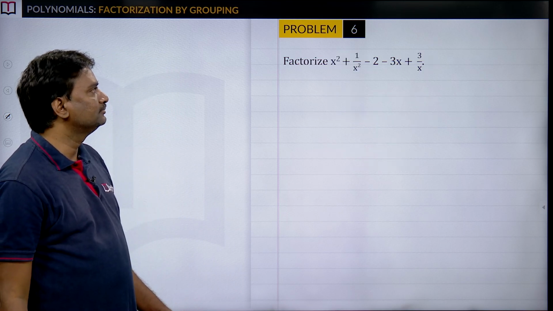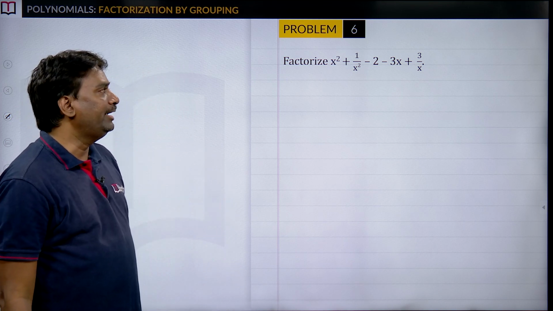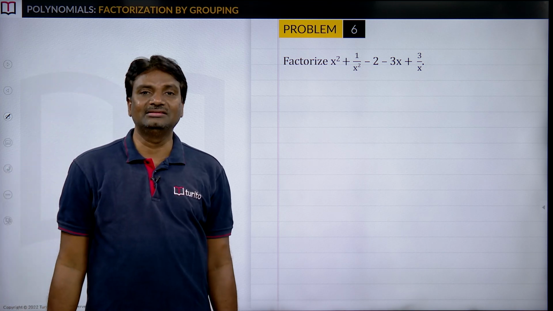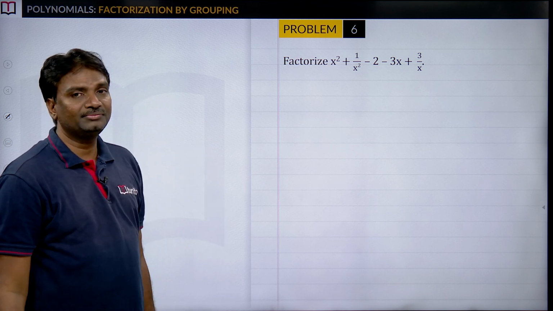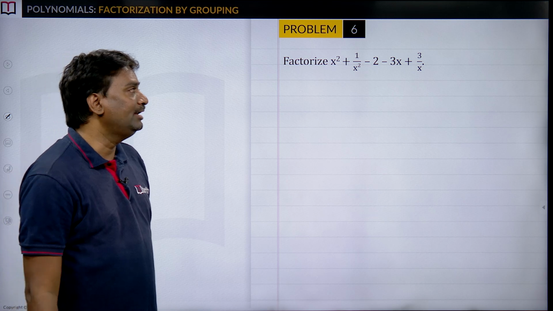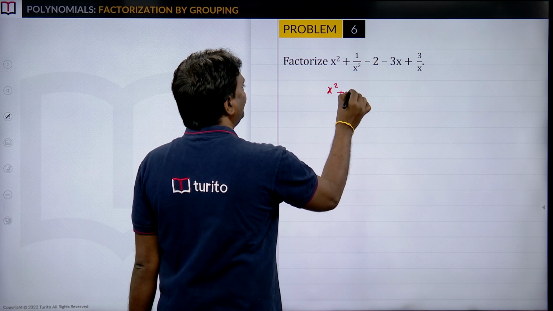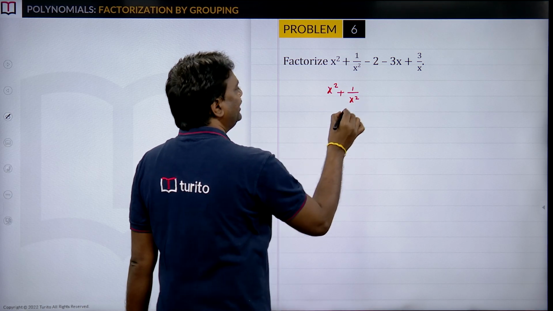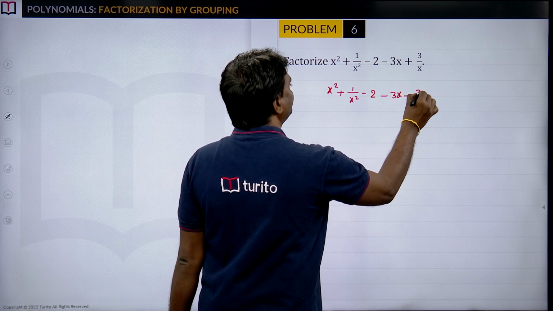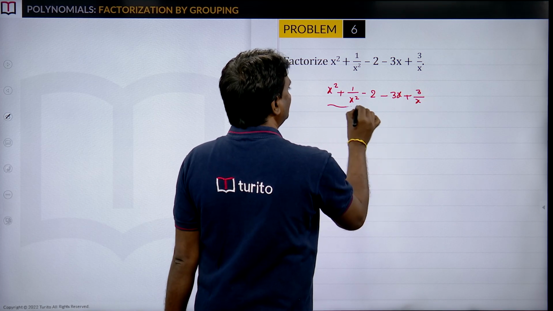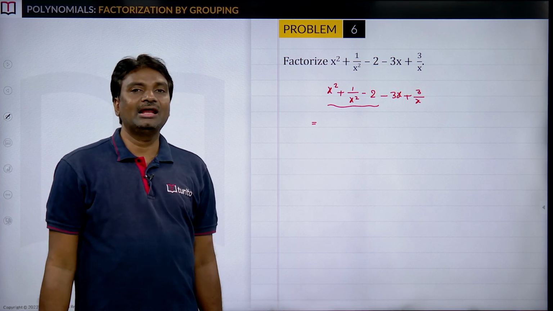Next, factorize x square plus 1 by x square minus 2 minus 3x plus 3 by x. So, this problem is just like the first problem. Here we have x square plus 1 by x square minus 2 minus 3x plus 3 by x. So, take the first three terms x square plus 1 by x square minus 2.